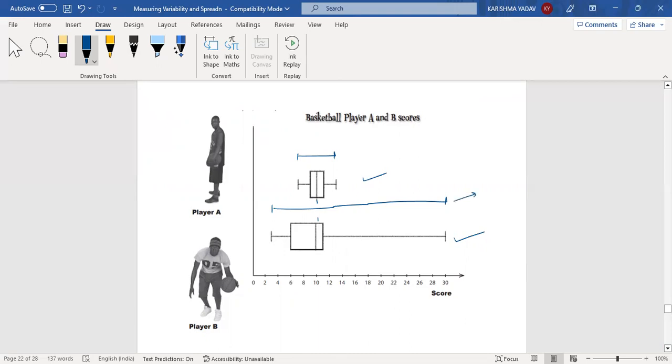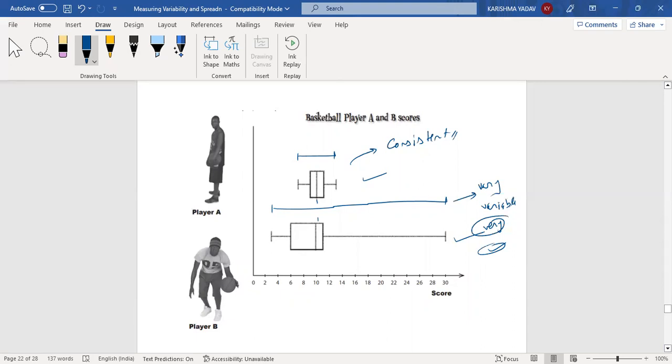Okay, so this data is very variable. Sometimes he has scored very much, and sometimes he didn't perform that well. Now, player A plays more consistently. We can see that player A is more consistent than player B and usually scores higher than player B.